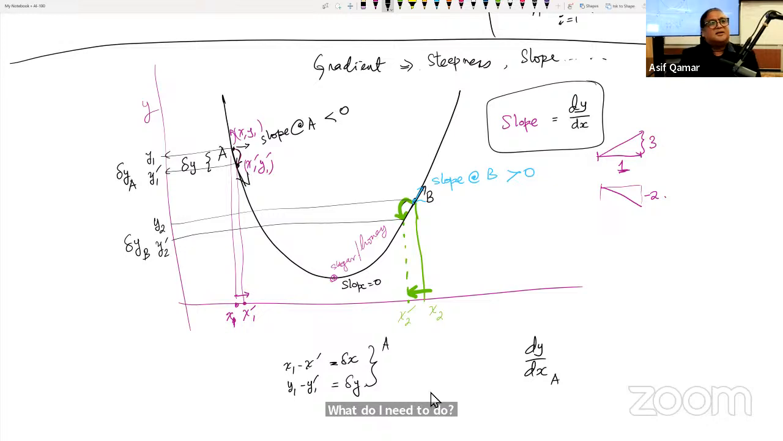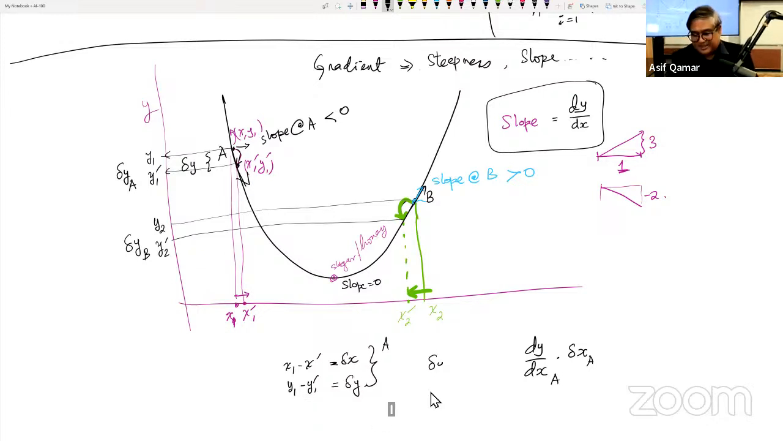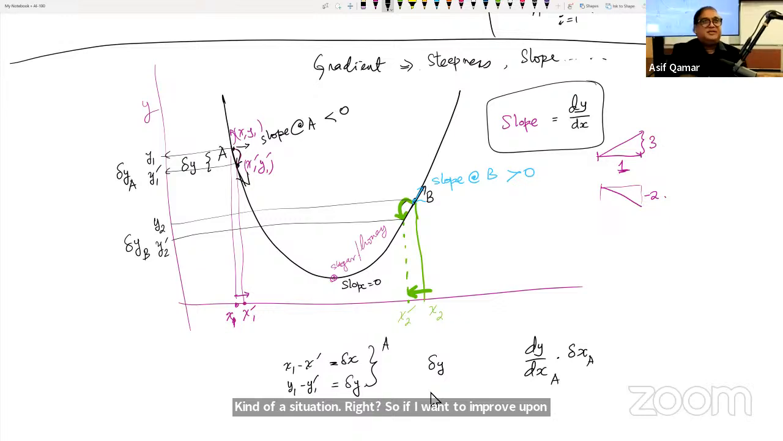What's the question? If I want to decrease the y a little bit, would you agree that all I need to do is take a little x step at A, tiny step at A, multiplied by that, and then you see that, okay, now I've taken a delta y kind of a situation, right? So if I want to improve upon y, decrease y, in this particular case, what can I do? I can go in the direction.